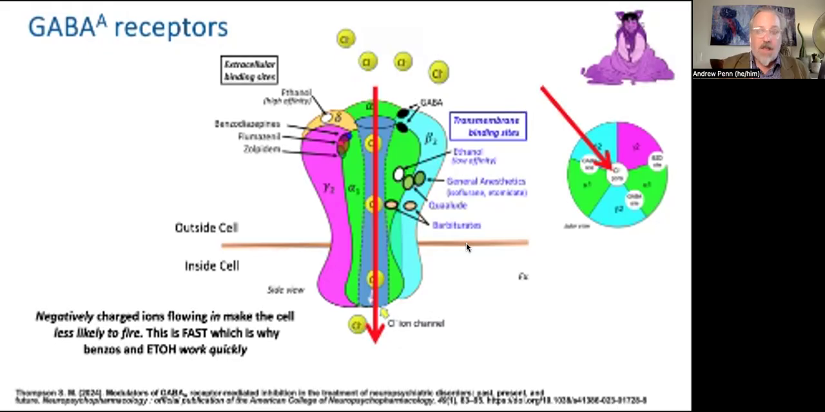And as you see, the outside of the receptor is peppered with all these different sites. We've got our endogenous GABA sites, but we also have sites that attach for alcohol, for the benzodiazepines, for the Z drugs, if you will, for barbiturates, some of the general anesthetics, and all these will influence whether or not this opens up further in the presence of endogenous GABA.